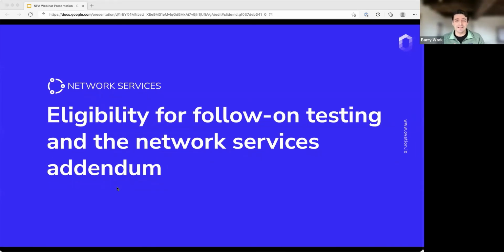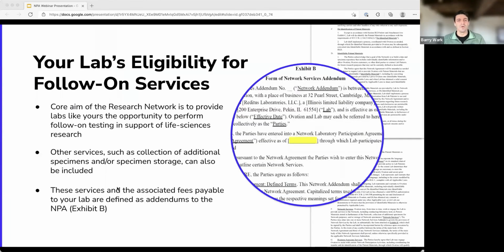So finally, let's talk about how your lab can qualify to perform profitable research testing services and how those services are contracted. One of the core tenets of the Ovation Research Network is to provide diagnostic labs that participate in the network with the opportunity to perform laboratory testing that turns leftover specimens into real-world data available for research.